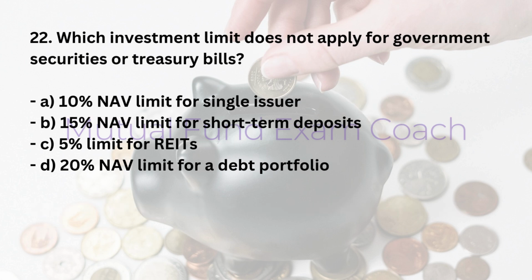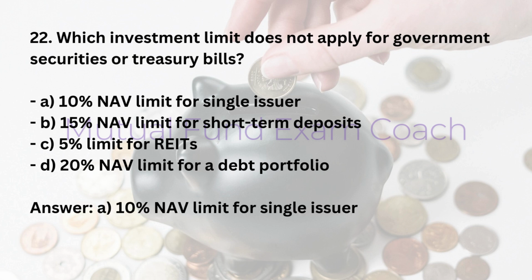22. Which investment limit does not apply for government securities or treasury bills? A. 10% NAV limit for single issuer. B. 15% NAV limit for short-term deposits. C. 5% limit for REITs. D. 20% NAV limit for a debt portfolio. Answer, A. 10% NAV limit for single issuer.